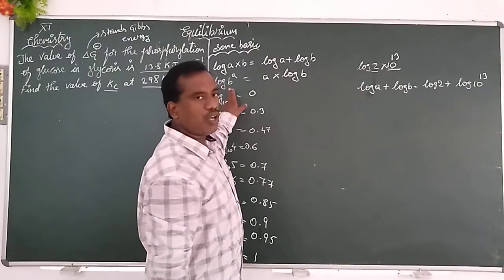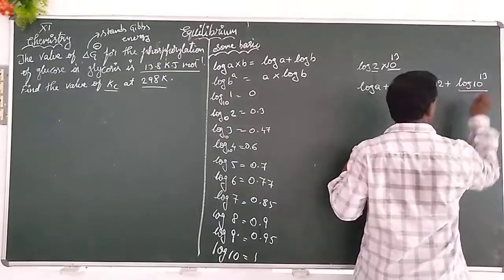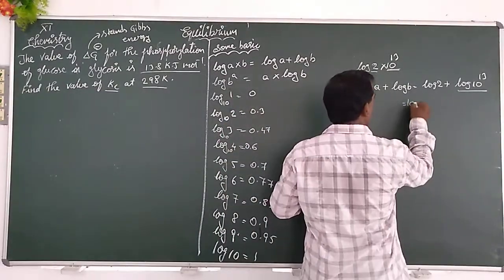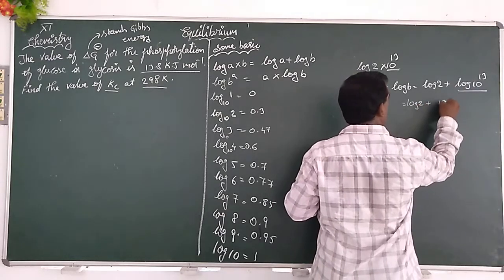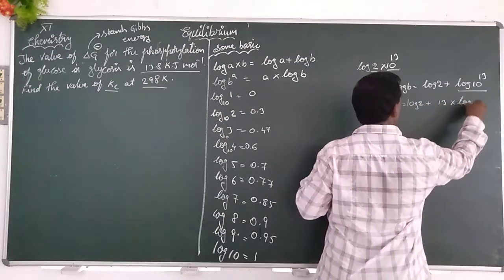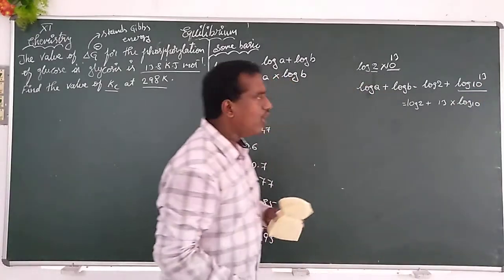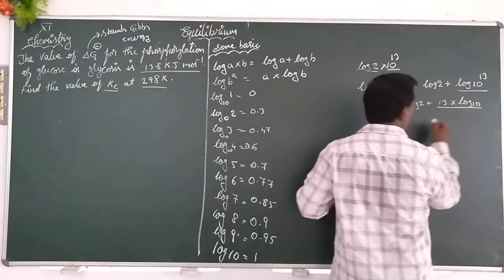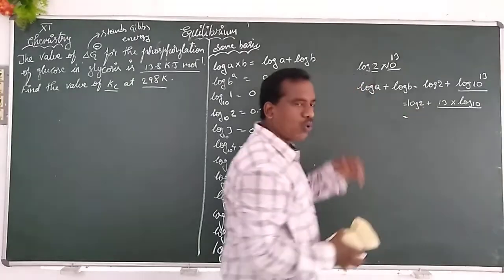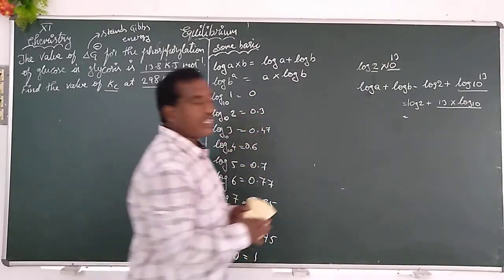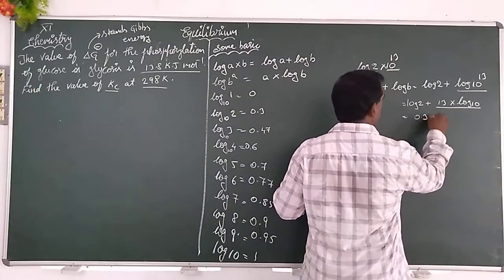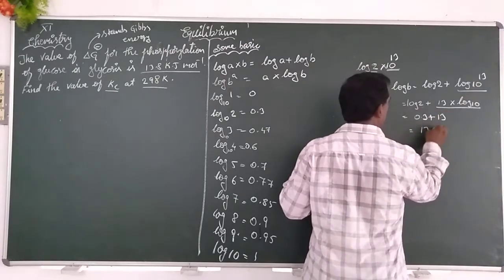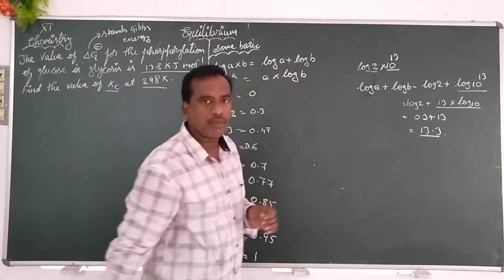Now you can see the second part is again log b to the power of a. How are we writing it? a into log b. So log 2 plus 13 into log base 10. This is all log base 10. What is the value of log base 10? Log base 10 value is 1. So this is equal to 1. But what is the value of log 2? Log 2 value is 0.3. So 0.3 plus 13, how much are you getting? 13.3. So in a very simple method you can keep this in mind.